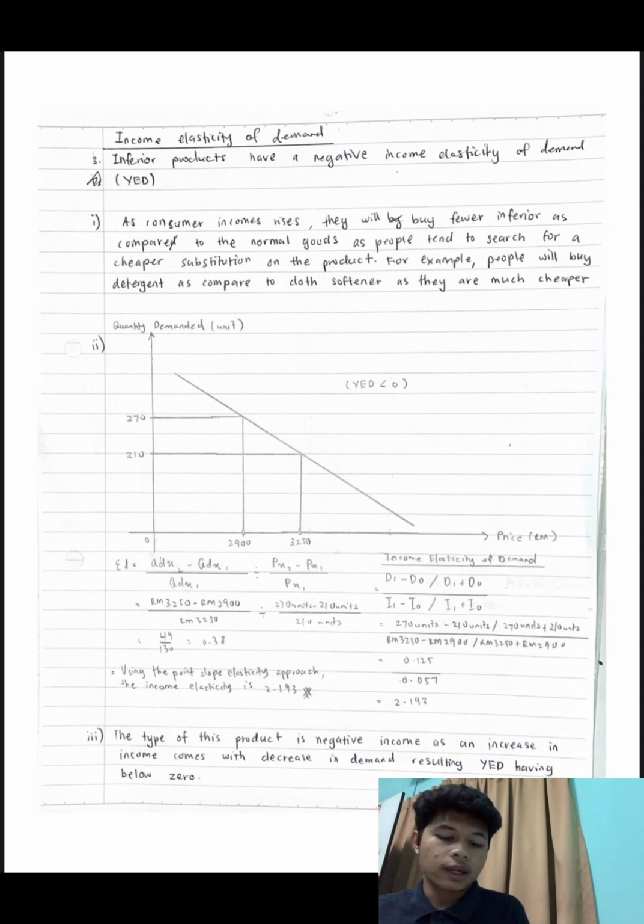they ask the type of the product being asked in the question. So it is negative income, as an increase in incomes comes with a decrease in demand, resulting in YED being below 0. So as you guys can see on the graph, the slope is going down, which made the type of this graph negative income. So that's all from me. On to the next person.